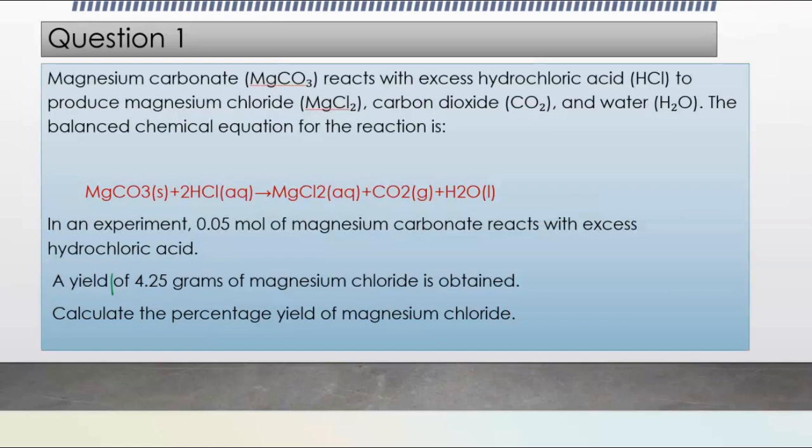Question number 1. Magnesium carbonate reacts with excess hydrochloric acid to produce magnesium chloride, carbon dioxide and water. The balanced chemical equation for the reaction is given. Now the question asks, 0.05 mole of magnesium carbonate reacts with excess hydrochloric acid. A yield of 4.25 grams of magnesium chloride is obtained. Calculate the percentage yield of magnesium chloride.